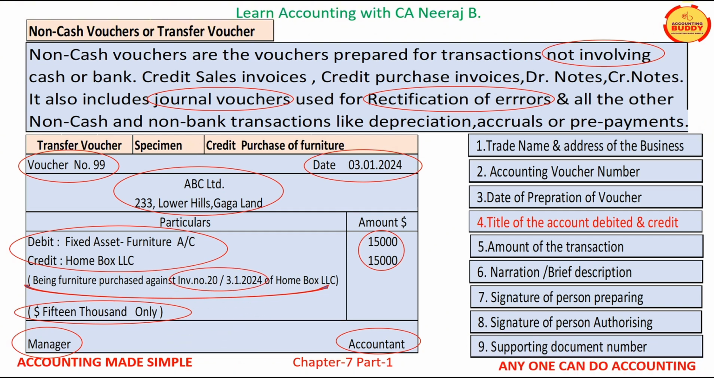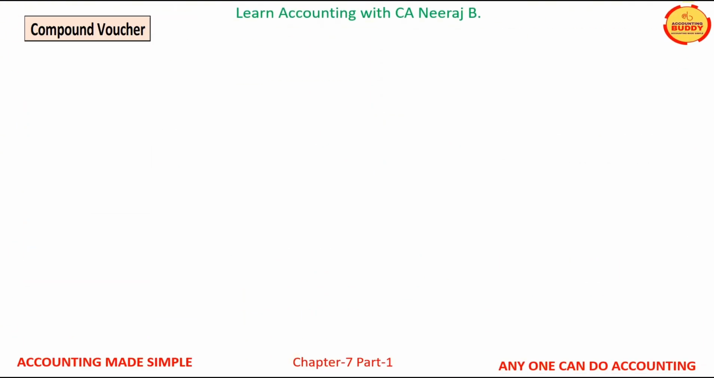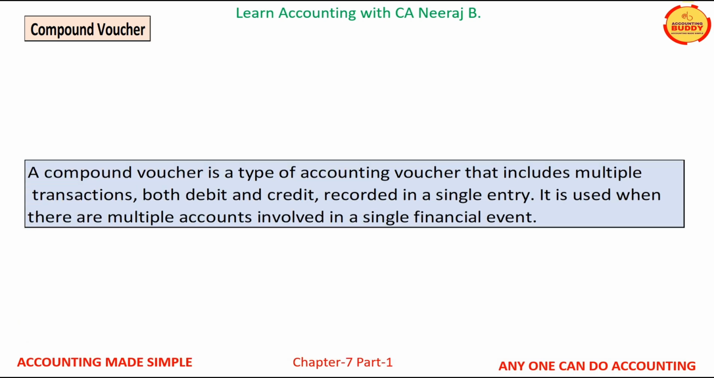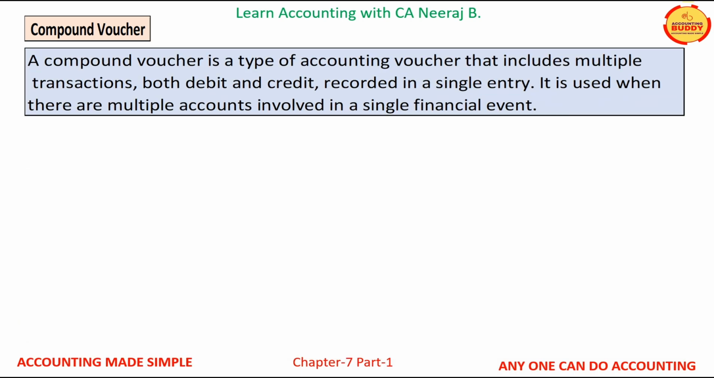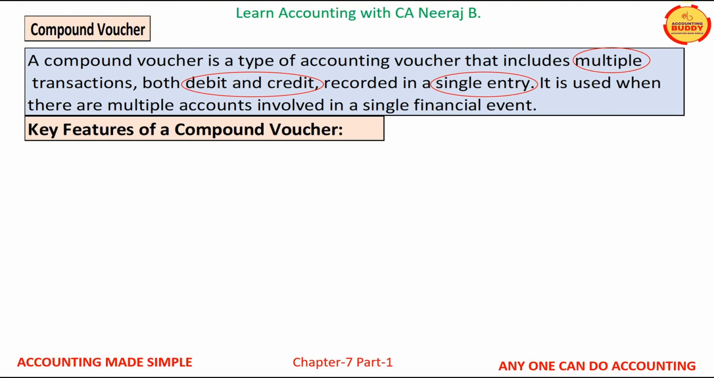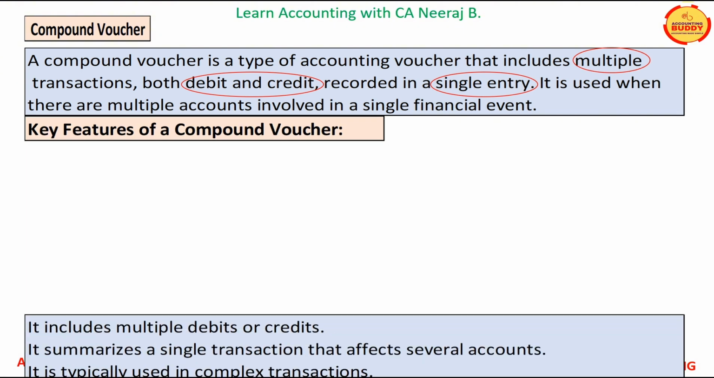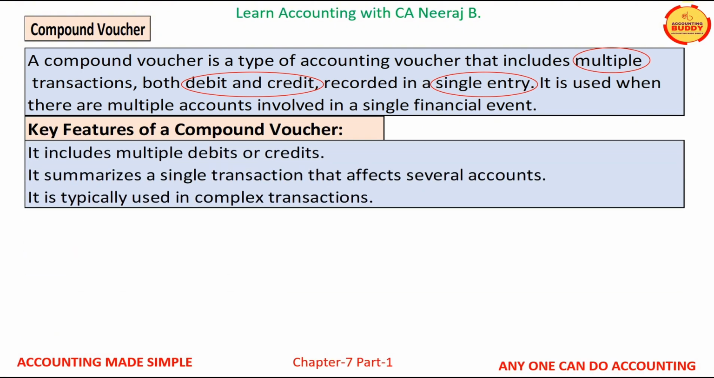Let us now learn the term compound voucher. A compound voucher is a type of accounting voucher that includes multiple transactions, both debit and credit recorded in a single entry. It is used when there are multiple accounts involved in a single financial transaction or event. Key features of a compound voucher are: it includes multiple debits or credits. It summarizes a single transaction that affects several accounts. It is typically used in complex transactions.